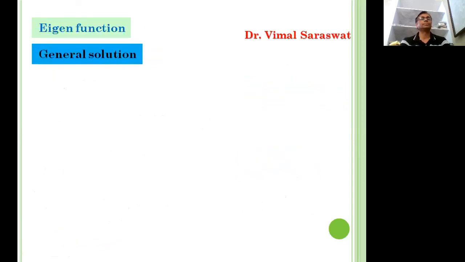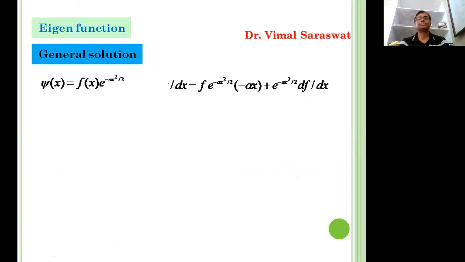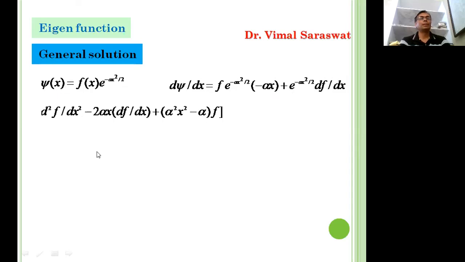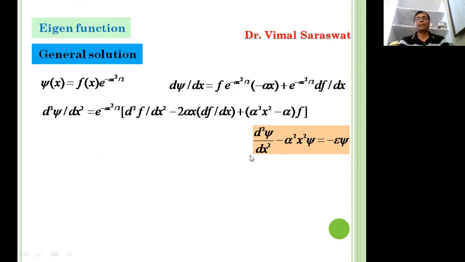Now general solution. Let the general solution of our simple harmonic oscillator problem be psi is equal to f exponential minus alpha x square by 2. So the differential of psi, d psi by dx, is equal to f exponential minus alpha x square by 2 into minus alpha x plus exponential minus alpha x square by 2 into df by dx. And the second differential of psi will be this one.